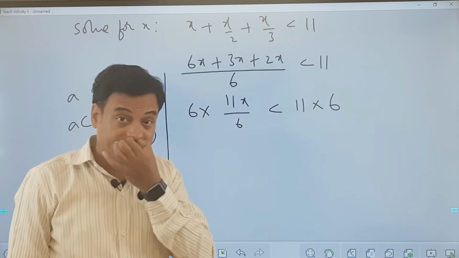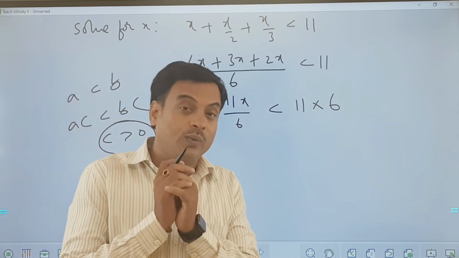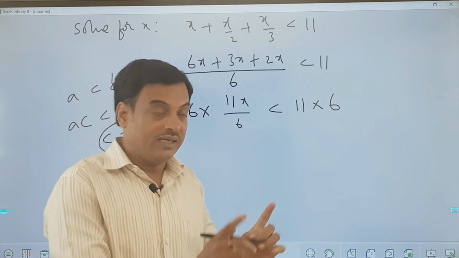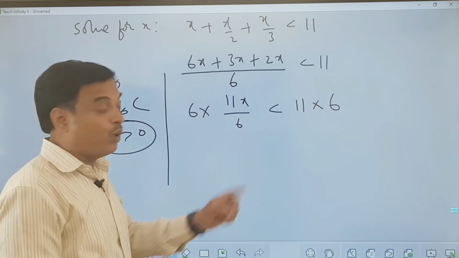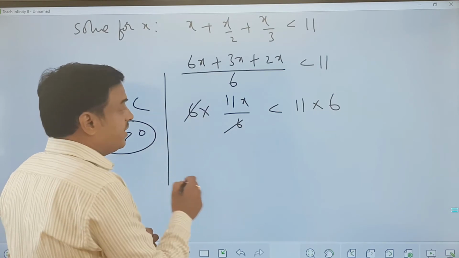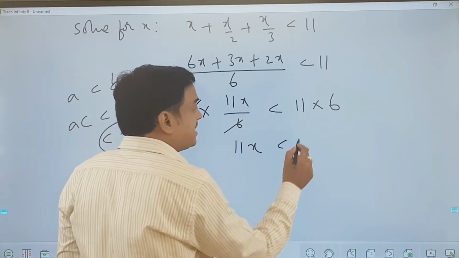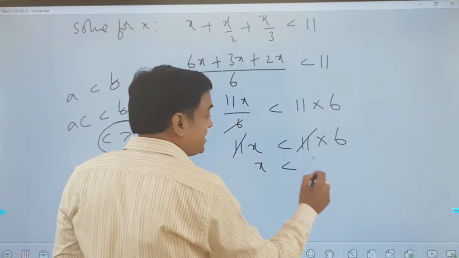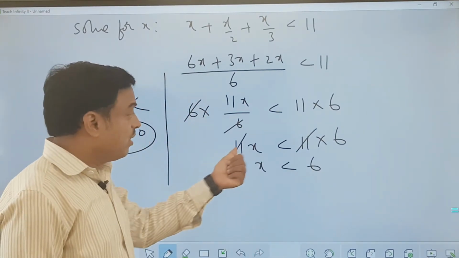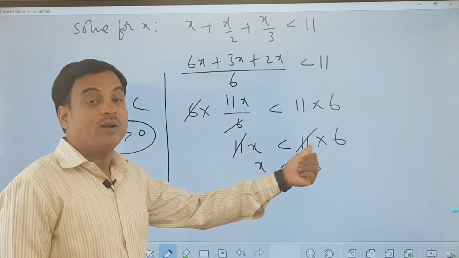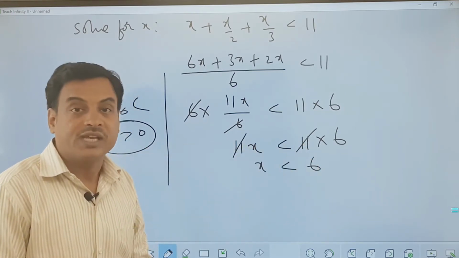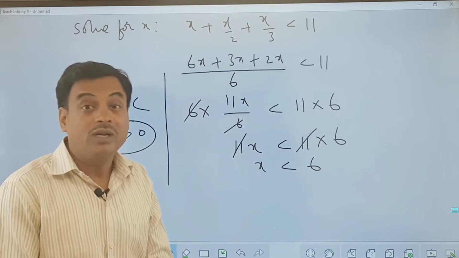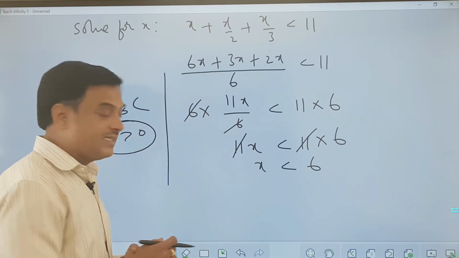So remember, friends, whenever you are cross multiplying, you should always check whether the value is positive. Now 6 is definitely positive. I can eliminate 6 out of this and you're left with 11x less than 11 into 6. So 11 gets cancelled. X is less than how much? 6. Instead of directly cancelling 11 on both sides, you can also divide by 11 on both sides and do the same thing. By dividing with a positive value, again the inequality won't change. So my answer is x less than 6.